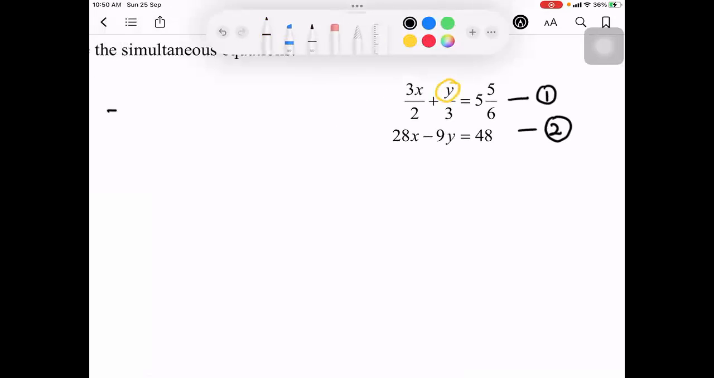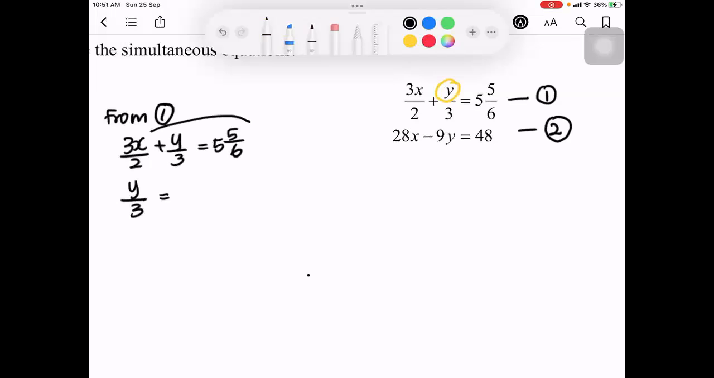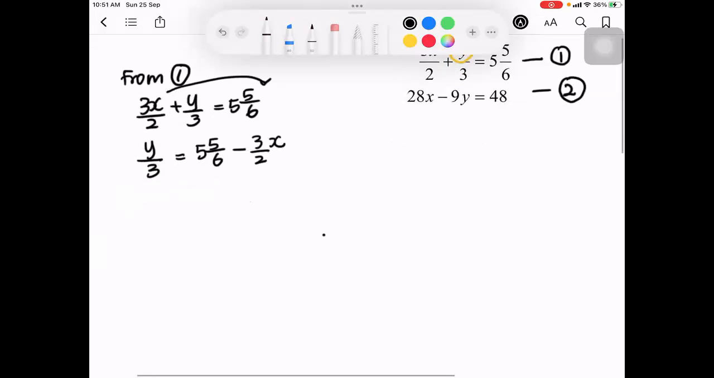So first step from equation 1. Okay, I will rearrange. This one is 3x over 2 plus y over 3 equals 5 and 5 over 6, right? So I'll rearrange. I'll keep y only. So y over 3 equals, I'll shift this over, 5 and 5 over 6 minus 3 over 2x. Okay, but next thing, I don't like the denominator here, 3.